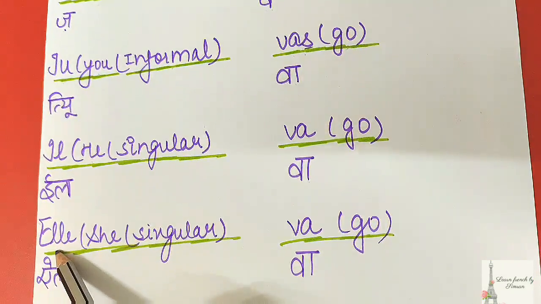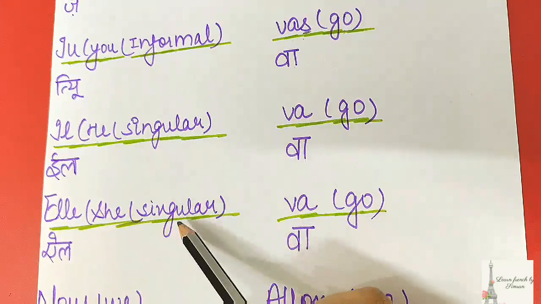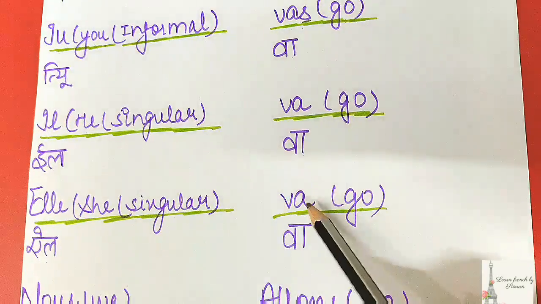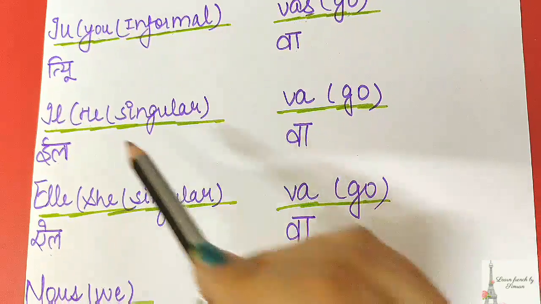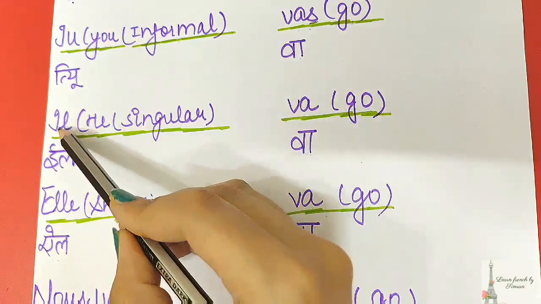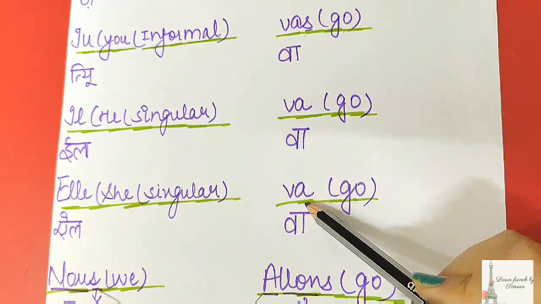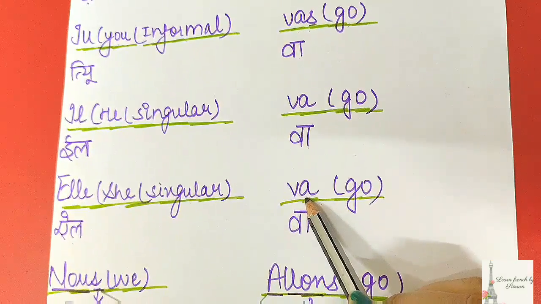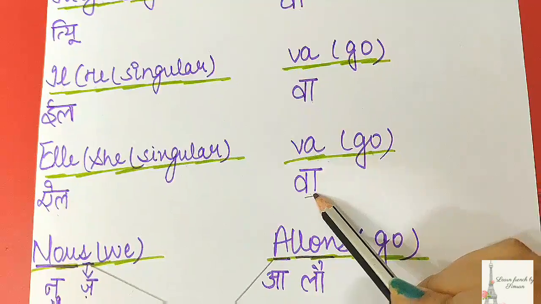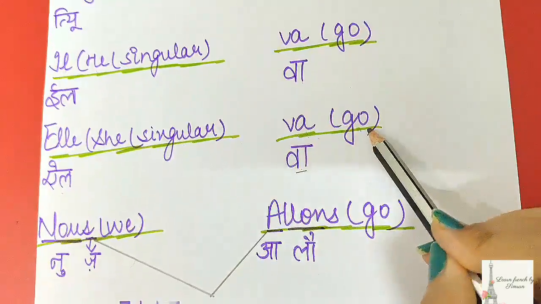Now our next subject is elle, which is used for she. Now she is used for female and again it is singular. Its pronunciation is elle and the conjugation is va. Now always as you can see here, the conjugation is the same for the subject il and elle, always the conjugation will remain same. So here also the conjugation is same. It will be va, which means to go, and the pronunciation is va as it is written here. So it becomes elle va, she go.